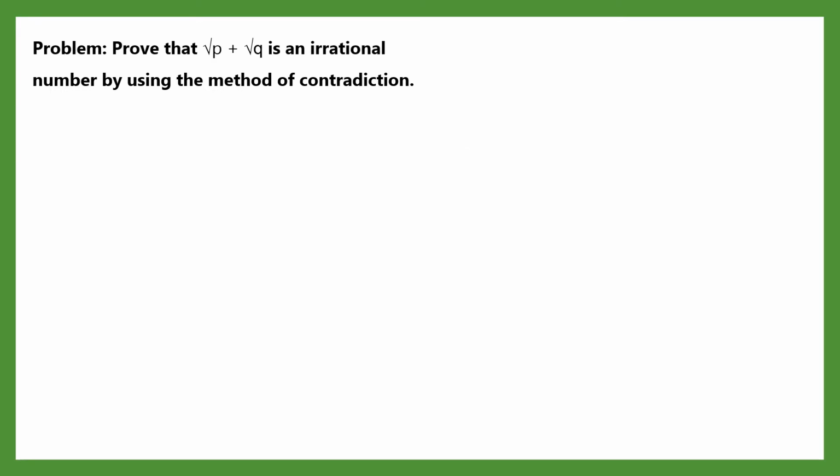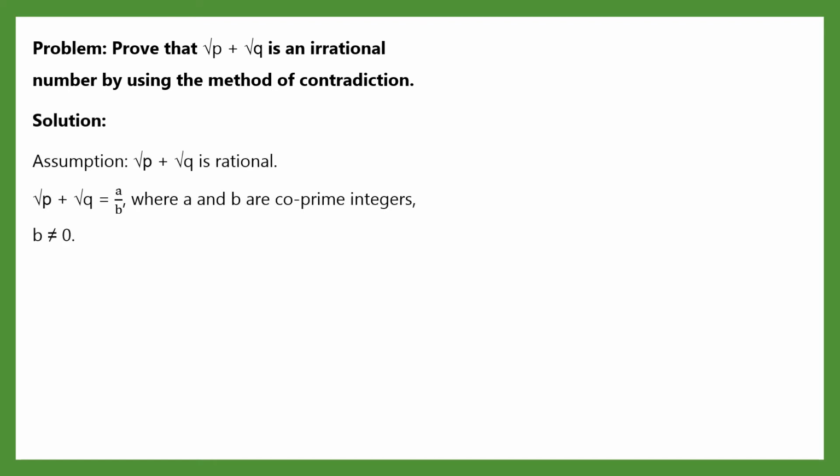Let's solve the next problem, the generalized one for the previous problem. Prove that root p plus root q is an irrational number by using the method of contradiction. The same steps you will follow where we proved root 5 plus root 3 is an irrational number in the last slide.